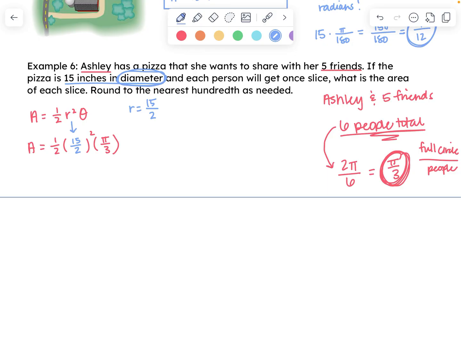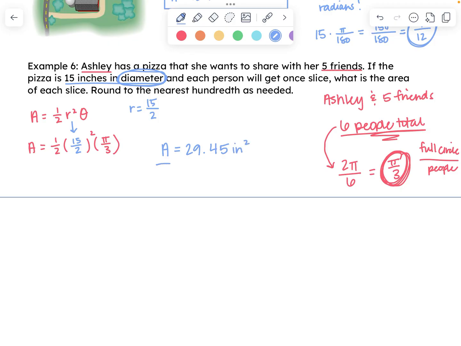From here, I've got my formula. I need to round to the nearest hundredth, so I'm going to plug all this into my calculator. I'm going to do my 1/2 times that 15 halves squared times my pi over 3. And that spits out my answer of 29.45, rounding to the nearest hundredth, inches squared. That's the area of each slice.